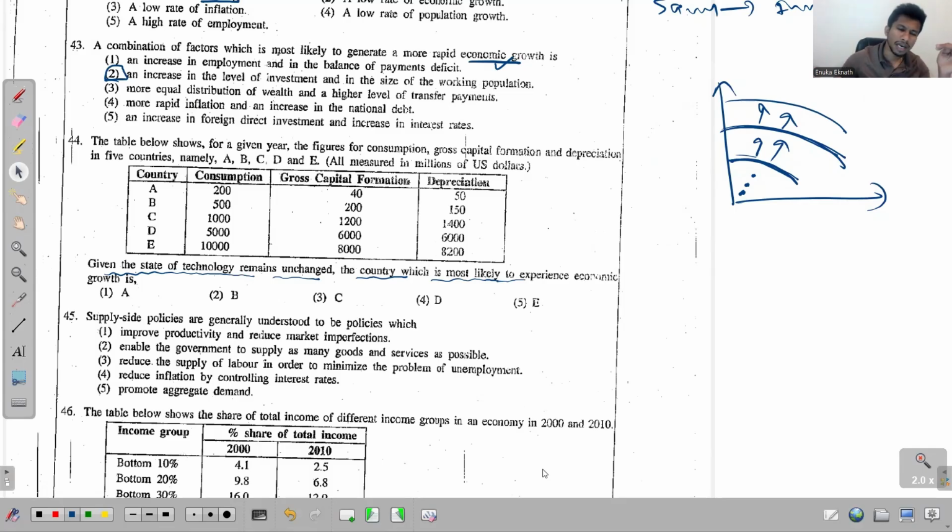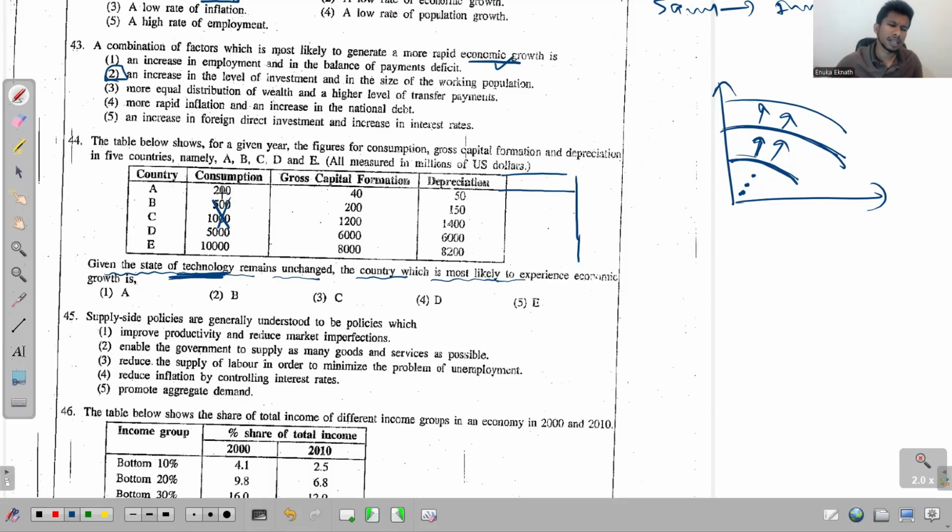Based on the given question, nothing happens to the technology. And also we don't have information to calculate the productivity. So the only thing that can happen is, if one country has increased the amount of resources compared to their previous years, that country will be able to increase their productive capacity, and then that country will be able to achieve economic growth.